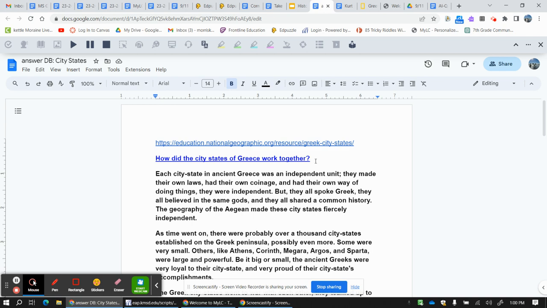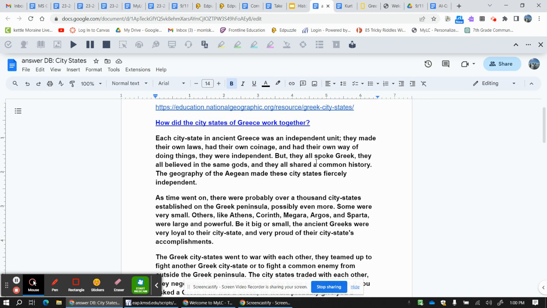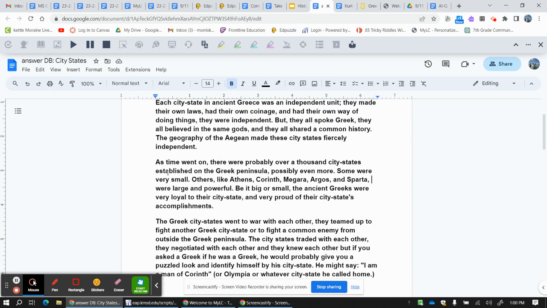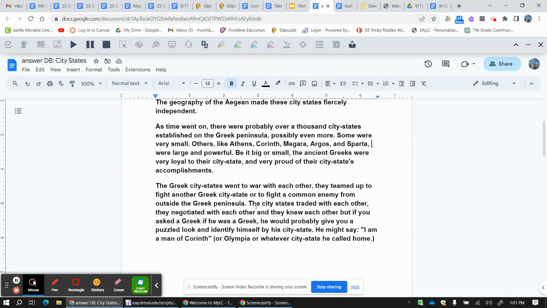So I'm going to read this article first. I'm not going to read it to you, but I'm going to start here. Each city-state in ancient Greece was an independent unit. They made their own laws, and it keeps going. So I read paragraph 1, I read paragraph 2, and I read paragraph 3. So I've read the entire article.